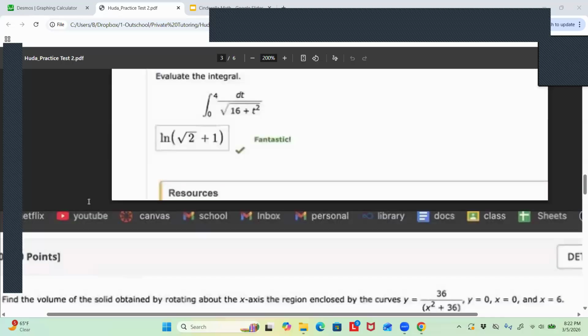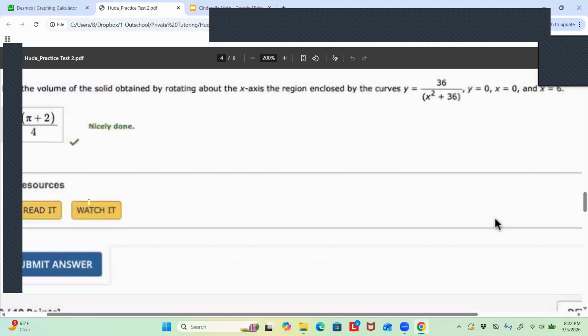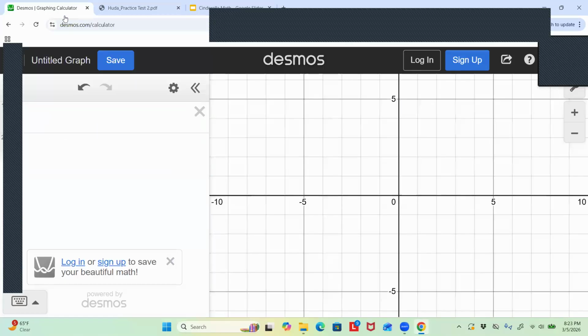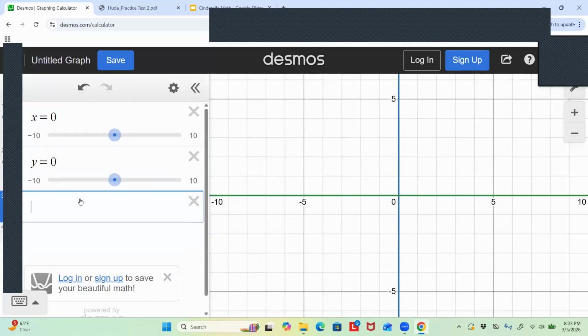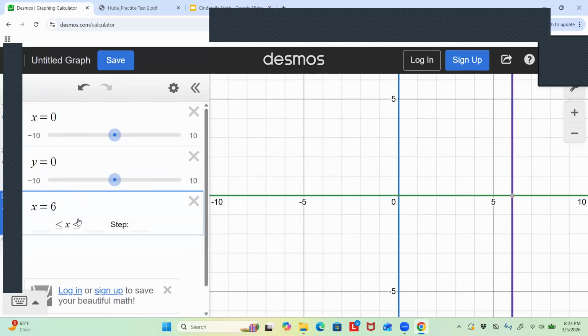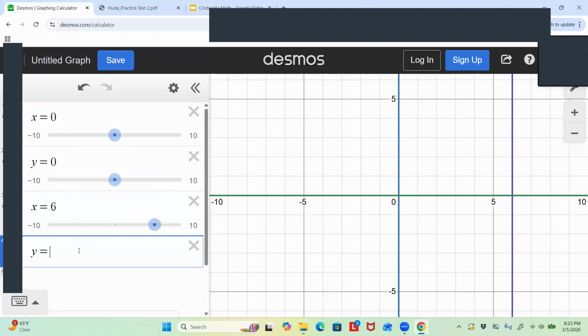Okay. Ugh, this one's also no fun. Okay, let me find my work. All right, let's take this one over to Desmos. We are finding the volume of a solid rotated about the x-axis, and it's going to be enclosed by the following curves. x equals 0, y equals 0, x equals 6, and y equals 36 over x squared plus 36.